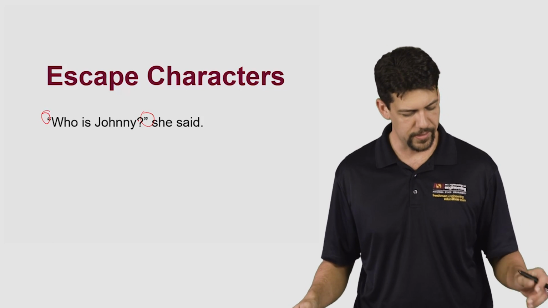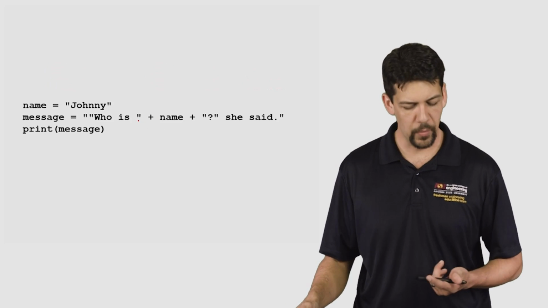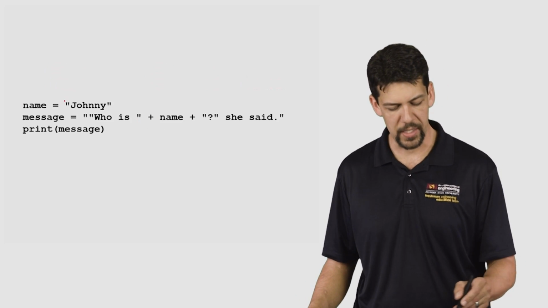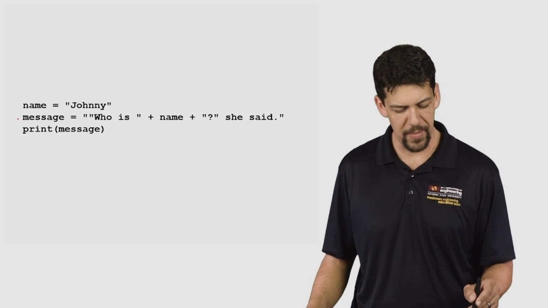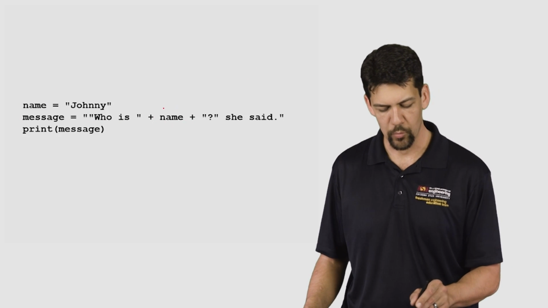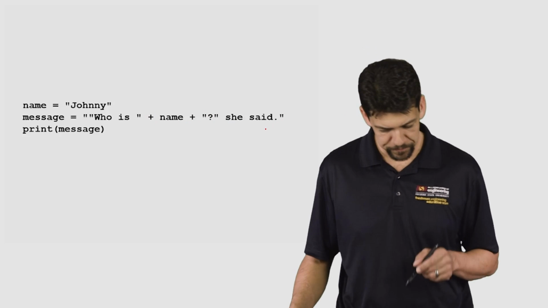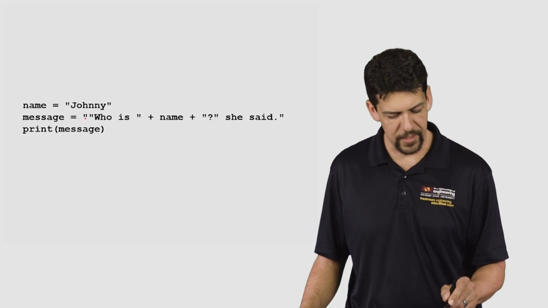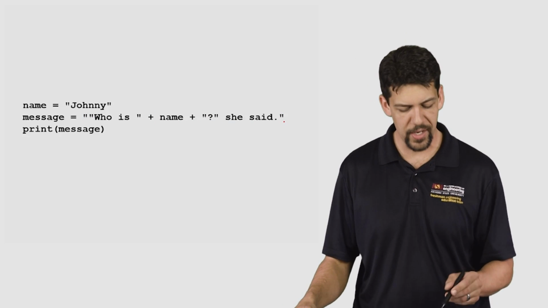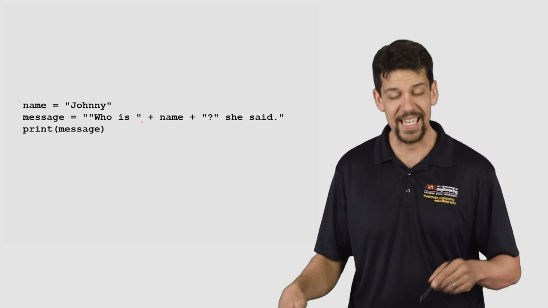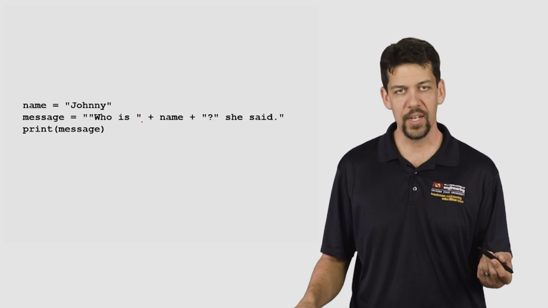So let's look at, let's say, a naive attempt at doing this in Python. Here we've got a little piece of code. We start off with the name Johnny. We define a variable with a string called Johnny, and we have a message, "who is", we do string concatenation, name, question mark, "she said". And you'll notice that we've got the starting quotes and ending quotes at the beginning and end of the string, but we've also got starting and ending quotes inside of the string itself. So this is going to get a little bit confusing.